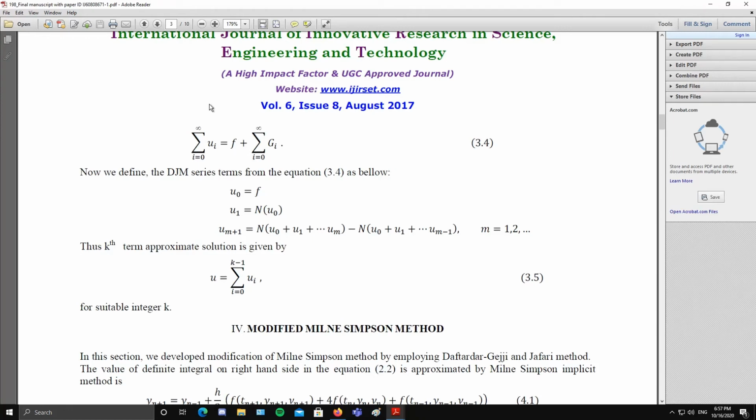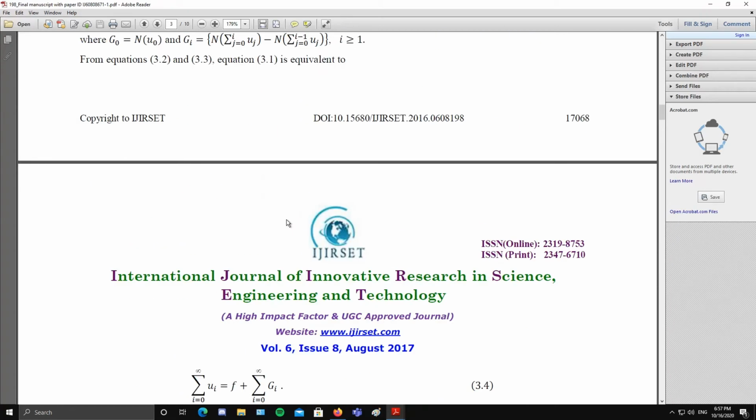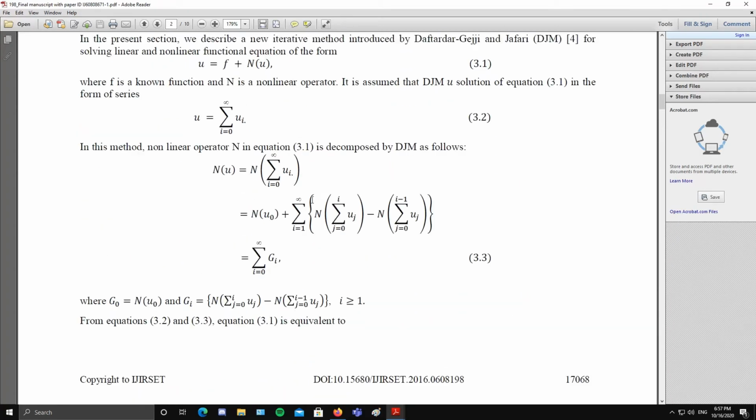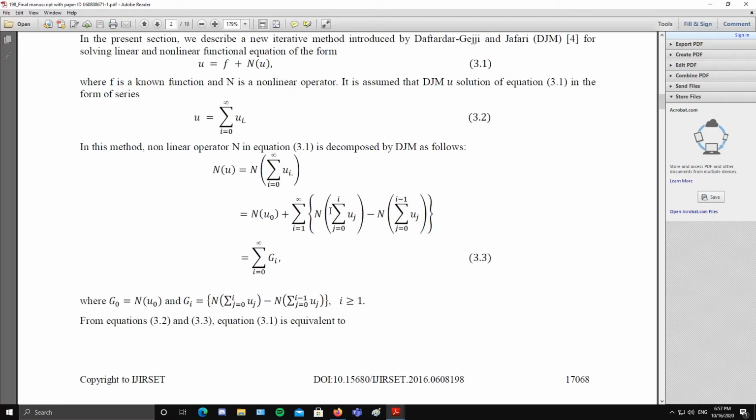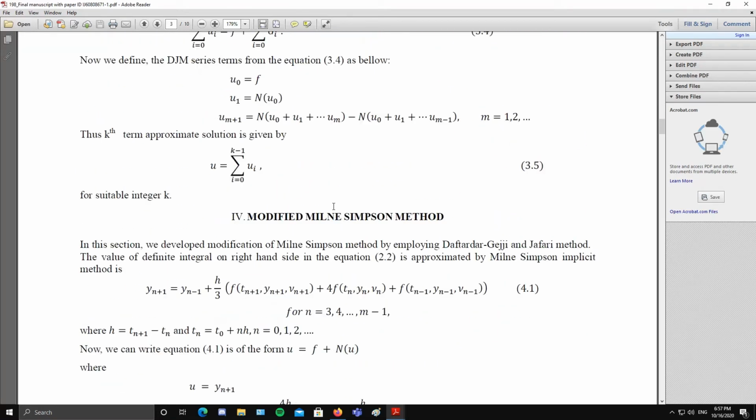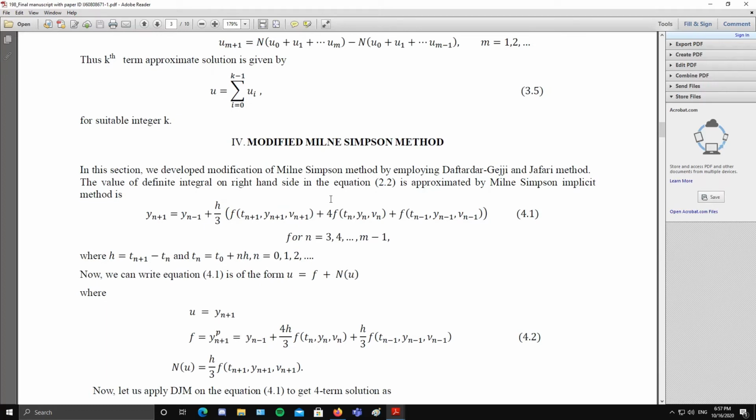Now we will get into the modified Milne-Simpson method. The above method was given by Daftardar-Gejji and Jafari, so the method is named after them. It is called the Daftardar-Gejji and Jafari method, DJM. We have a modification of the Milne-Simpson method by employing DJM.